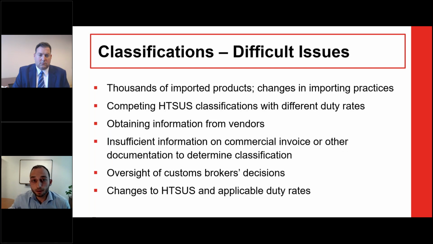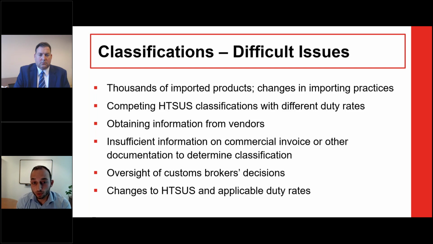So next slide, please. There you go. So in this slide, we kind of try to list some of the difficult issues that we see in day-to-day operations. A company may have thousands of imported products with significant volumes, and there may be changes in importing practices or products during a certain time frame. So it's important to stay on top of these changes and to make sure that you pay the same attention and make the same analysis for each product.